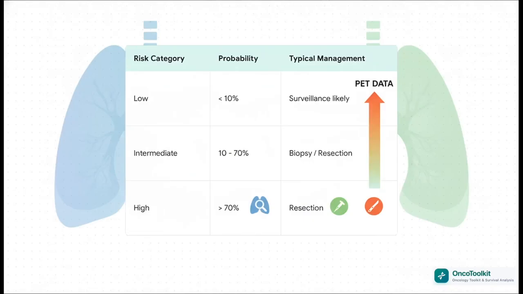And you can see in the Herder cutoffs right here on this table just how much that PET data sharpens the decision-making. If that post-test probability comes back under 10%, surveillance is the most likely path forward. You've got this intermediate zone from 10 to 70%. That's your biopsy or resection territory. And if you're looking at a high probability, over 70%, well, that's a very strong signal pointing towards resection.